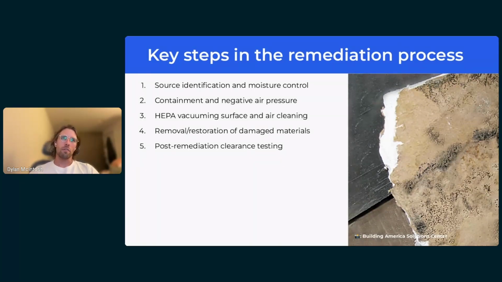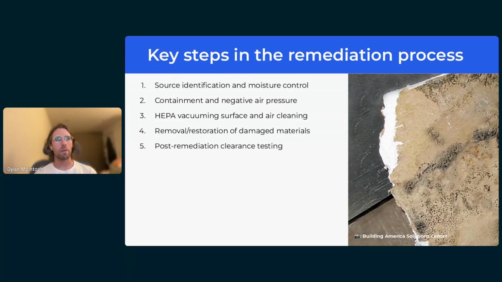One is source identification and moisture control. Source being what is allowing mold to grow on these materials. Was it a foundation leak, a plumbing leak, or a roofing problem that caused excess moisture to collect on these materials? Because moisture is so critical in mold problems, identifying what's causing it is the most critical thing in remediation. If you don't resolve the underlying source issues, you can remediate the mold, but it can come back.